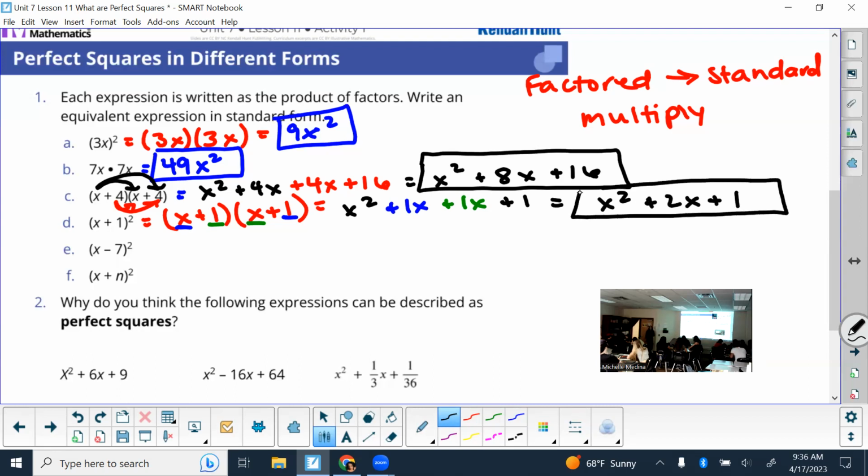The only time those middle terms would cancel out, if you remember, is if it's a difference of squares. So if it's a perfect square, where we have the same exact parentheses, the middle terms shouldn't cancel out. All right. Let's see. Table 8, what did we get for E? X squared, I guess 14.